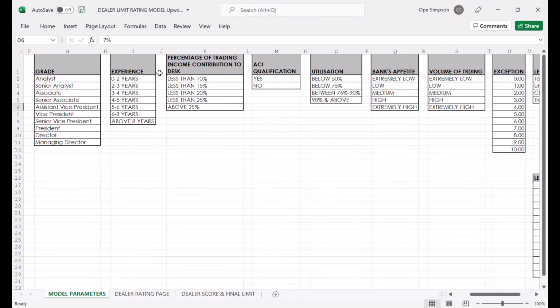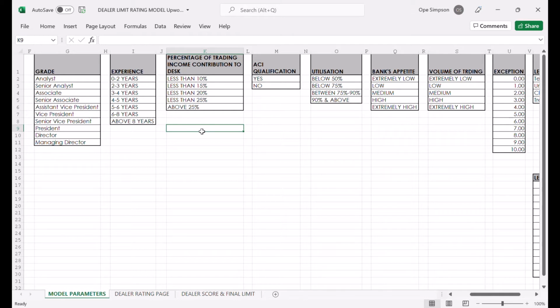Then we have different years of dealing room experience, starting from 0 to 2 years, all the way to above 8 years. Then on the particular individual trader's desk, we also look at their contribution to profitability on that desk. We have various bands, like less than 10%, less than 15%, all the way to a contribution of above 25% of that particular desk's profits.